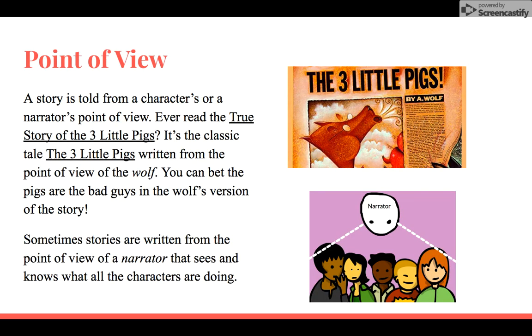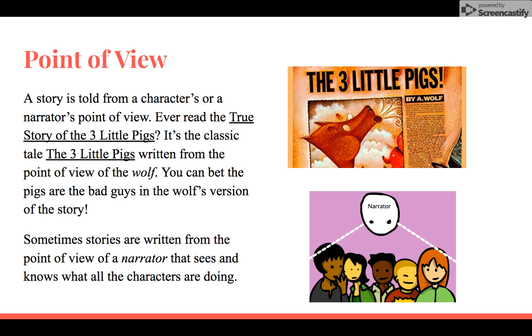Point of view is very interesting. Have you ever heard of the 3 Little Pigs? Probably. 3 little pigs are brothers. Their houses get torn down by the big bad wolf. There's an alternative version of that story written from the point of view of the wolf called The True Story of the 3 Little Pigs. That's where the wolf says, no, I didn't mean to knock down their houses. They're lying about me. I'm a good guy. So it's written from the point of view of the wolf.